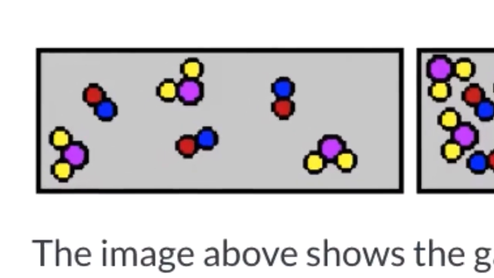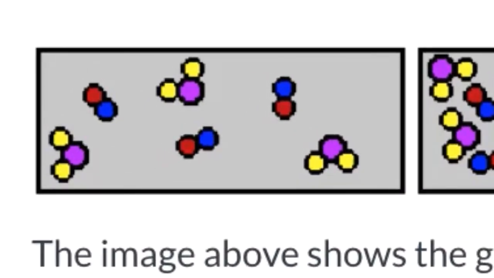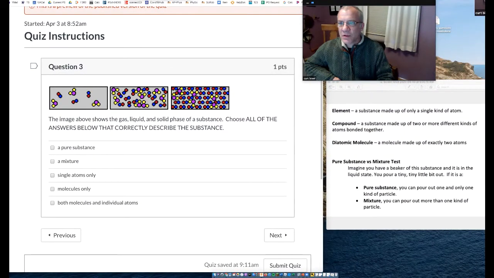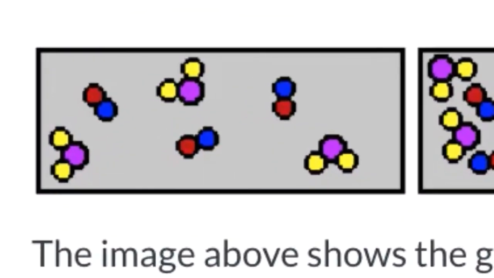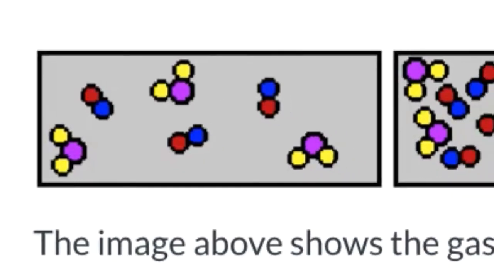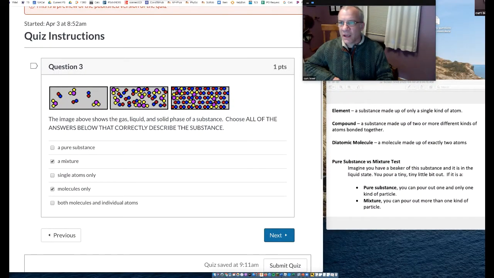Let's see what we have in here. It looks to me like what we have is one kind of particle, which is a purple atom and 2 yellow atoms. Maybe this is water. Maybe the purple's oxygen and the yellow's hydrogen. So this molecule has 3 atoms. Here's another molecule that has 2 atoms. And that's the only types of things that are in here. So is this a pure substance? No, it is a mixture of this 3-atom molecule and the 2-atom molecule. Now, what is this whole thing made up of? Is it single atoms, molecules, or both? Everything in here is a molecule. So we choose molecules only, and that's question 3.